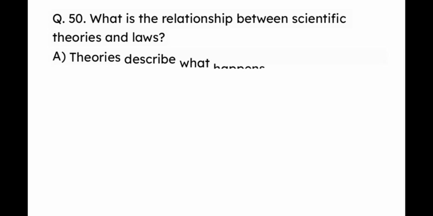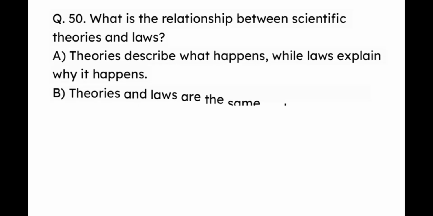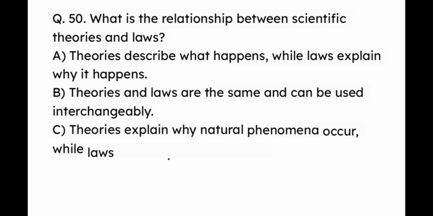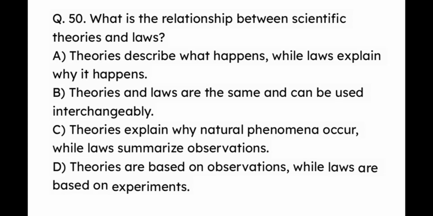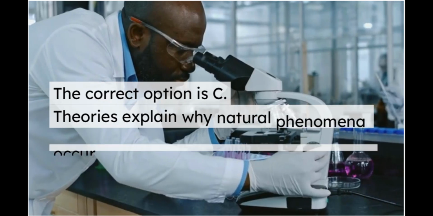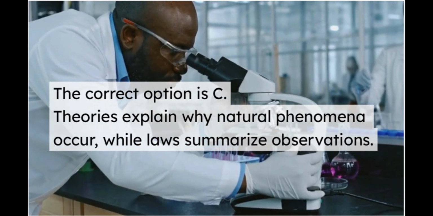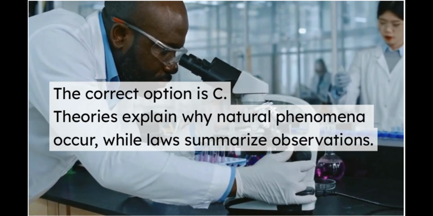Q50. What is the relationship between scientific theories and laws? A. Theories describe what happens, while laws explain why it happens. B. Theories and laws are the same and can be used interchangeably. C. Theories explain why natural phenomena occur, while laws summarize observations. D. Theories are based on observations, while laws are based on experiments. The correct option is C. Theories explain why natural phenomena occur, while laws summarize observations.